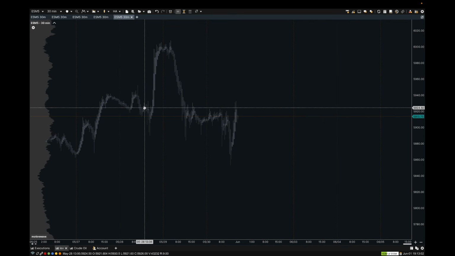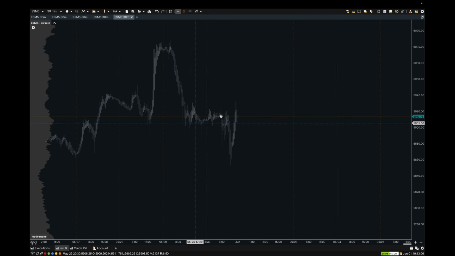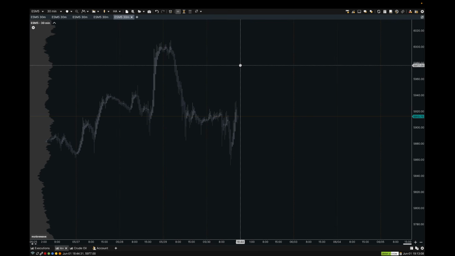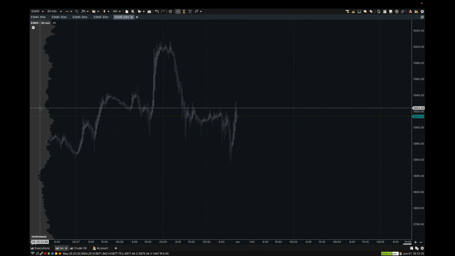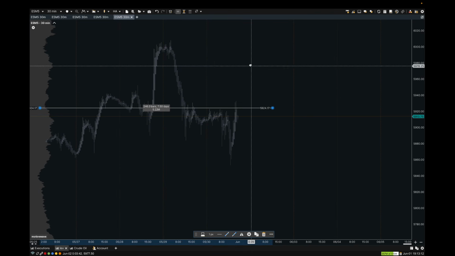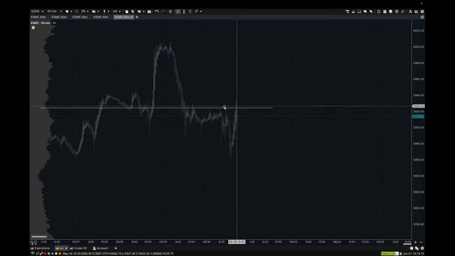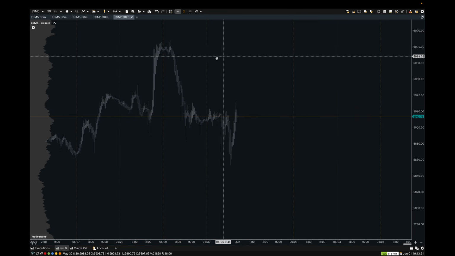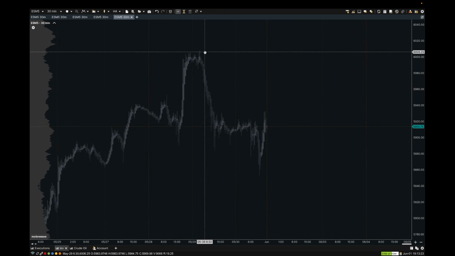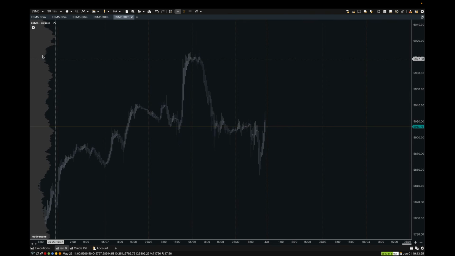Especially once you see resistance right here, right? You see wicks right here, and it's resisting from higher prices right now. If I get a line for you, right here, bang, you can see that we are resisting this area right here. Excellent take profit area right here. Excellent area.